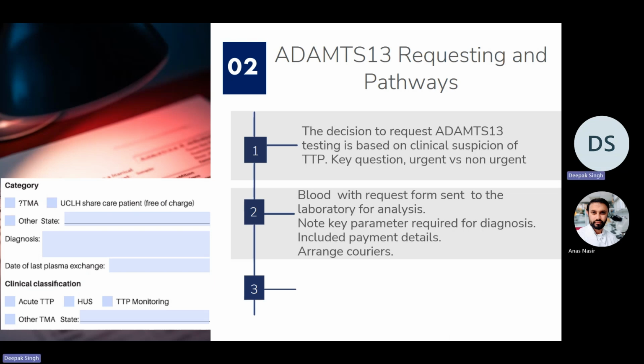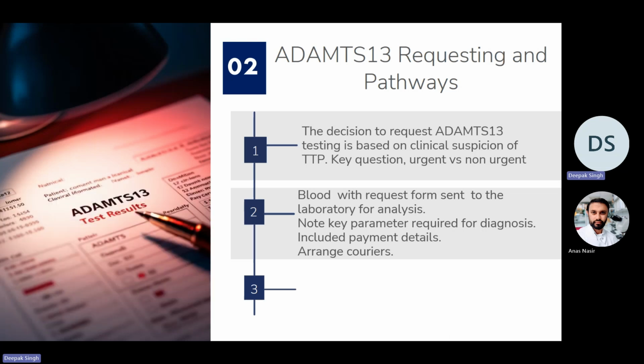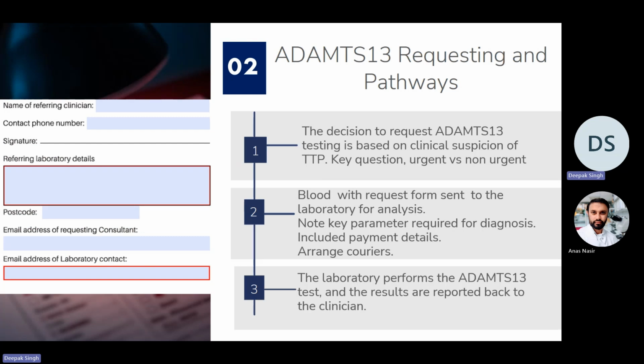Also, if there's a payment to be made and couriers to be arranged, these should be arranged by the lab. It's not fair for a consultant to be dealing with it when they're dealing with a very sick patient, to be dealing with this administrative type duties. And also, when the report is done with the compliance with GDPR, we can only report back to whatever's been stated on the request form.